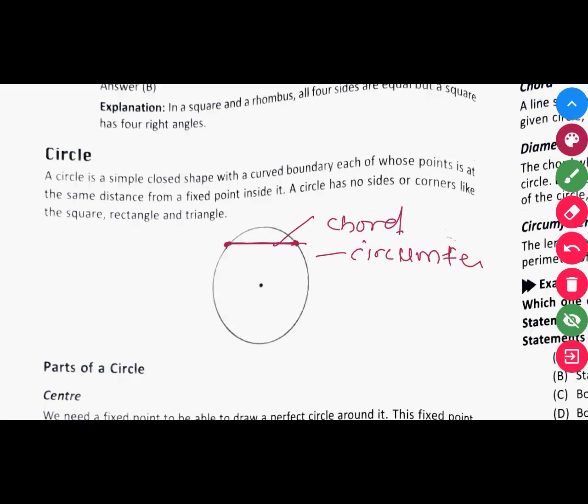So this is the picture of a chord. This is also the picture of a chord. This is also the picture of a chord. Any 2 points on the circumference of the circle, if we join them, all these are chords and they are all of different lengths.